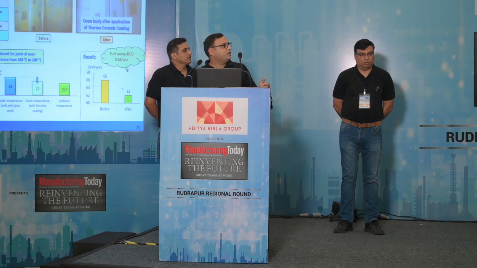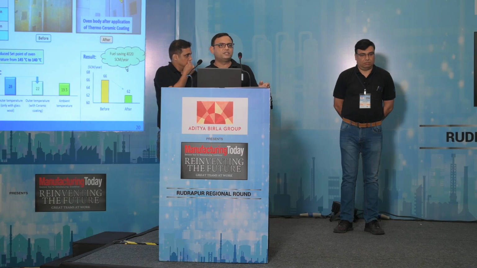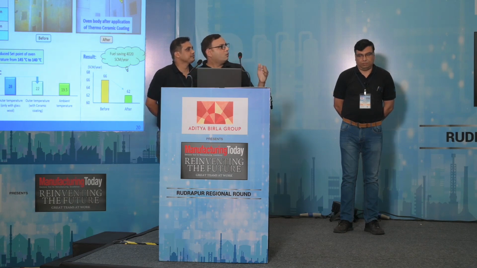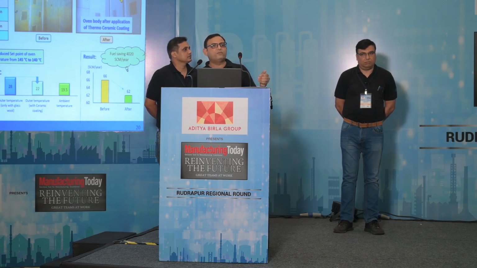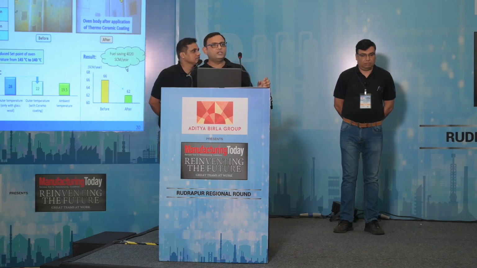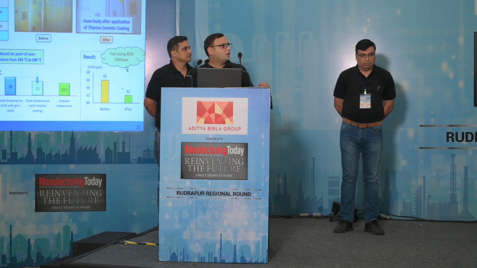These are the various steps which we followed for implementation of this ceramic coating, and we checked the effectiveness of the system. When we checked, we found that the time above 110 degrees centigrade increased by nearly 3 minutes. So we again calibrated the oven and reduced the oven temperature by nearly 5 degrees centigrade. We also checked the oven wall temperature, which was reduced by nearly 6 degrees centigrade. As a result, we saved nearly 4,000 SCM per year.